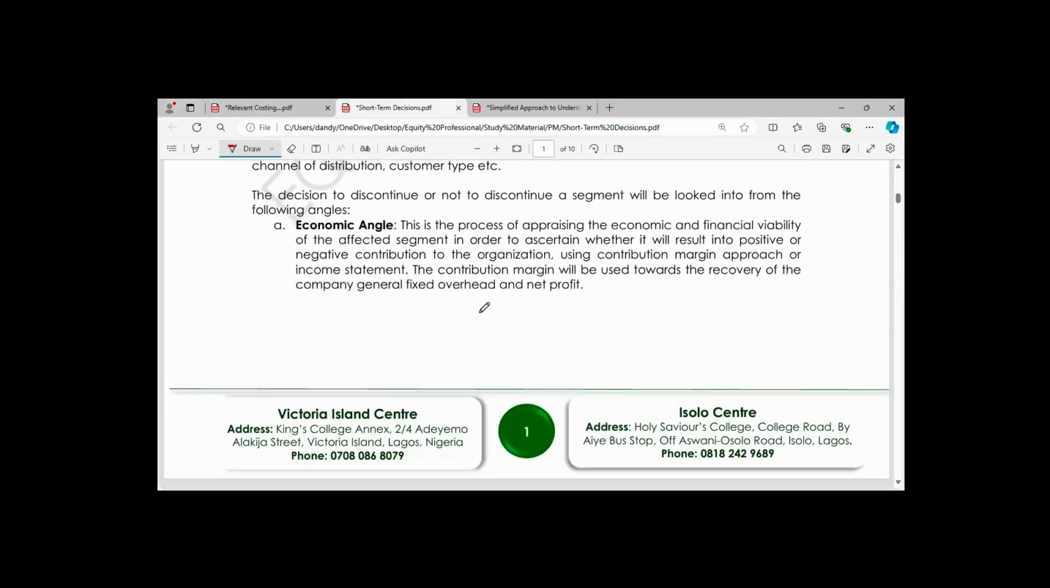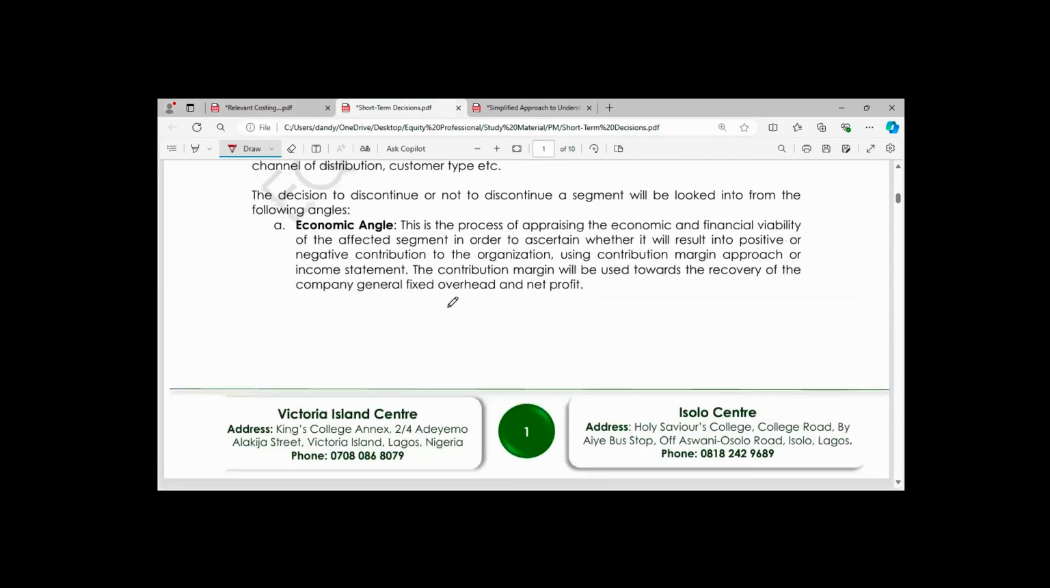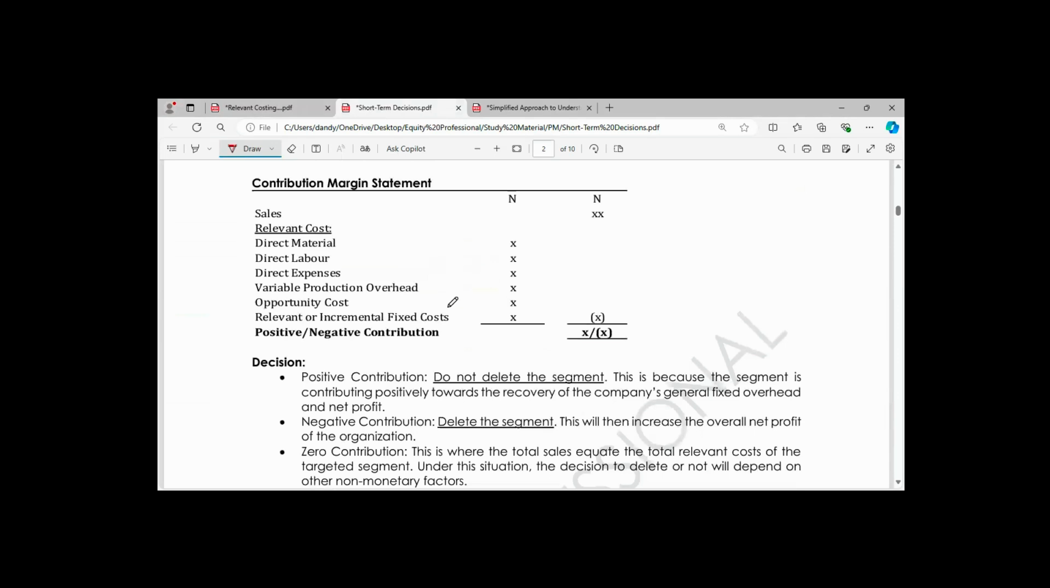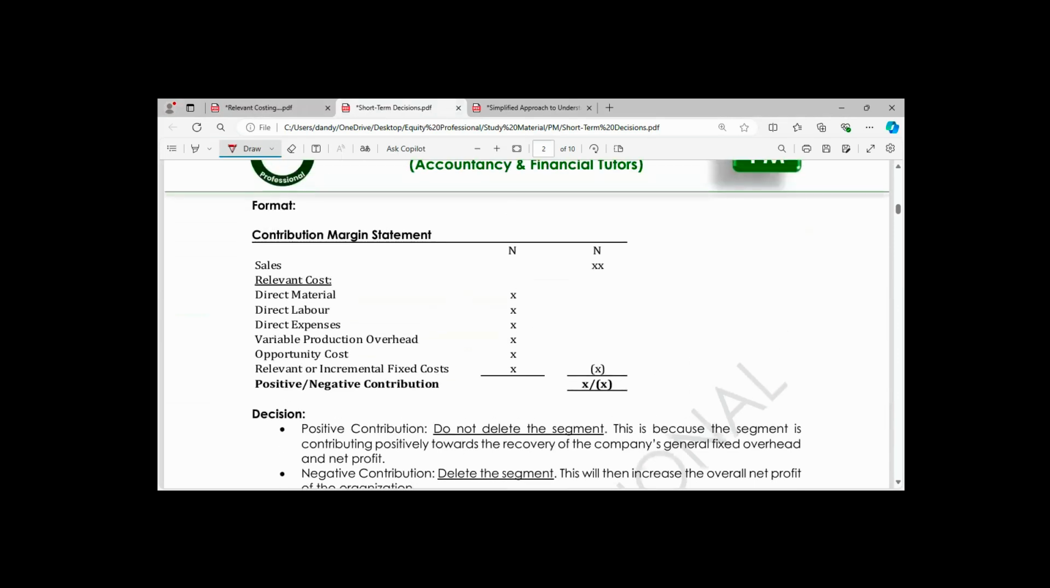Okay, so that's what you need to do under economic analysis. Now, what are the formats? What are the formats you need to take into consideration? I don't need to rewrite it again since you have it in this material. So you can call it either contribution.